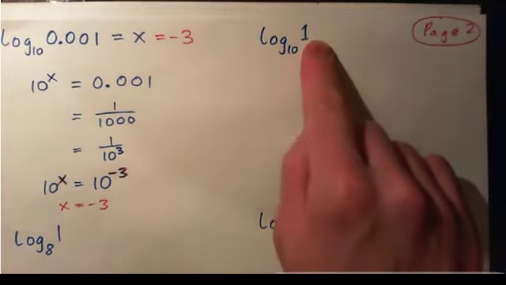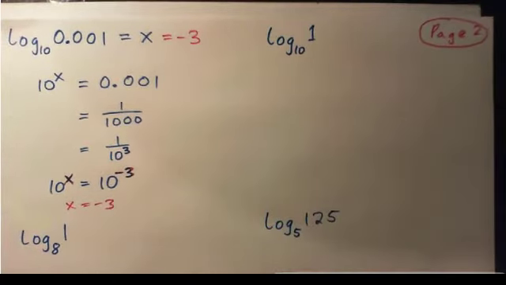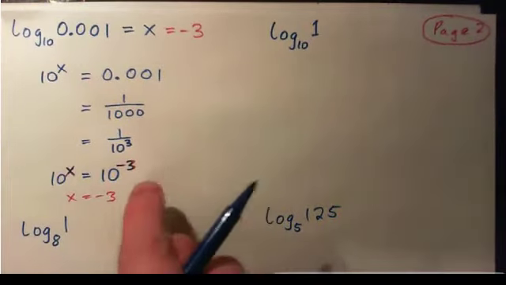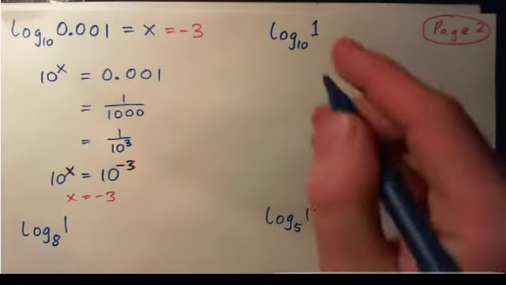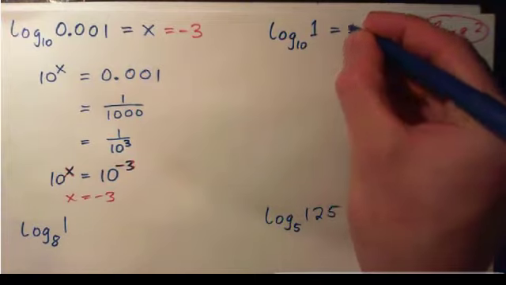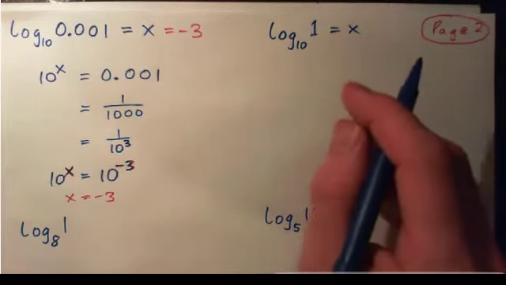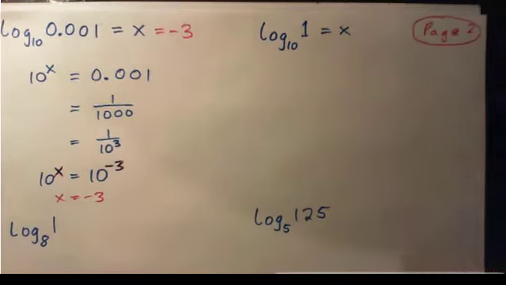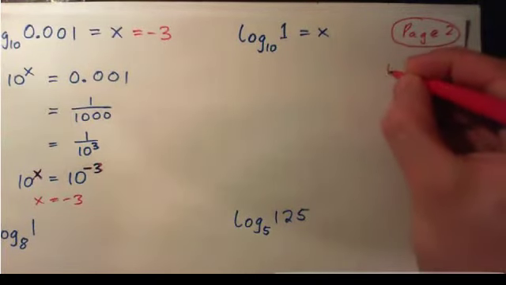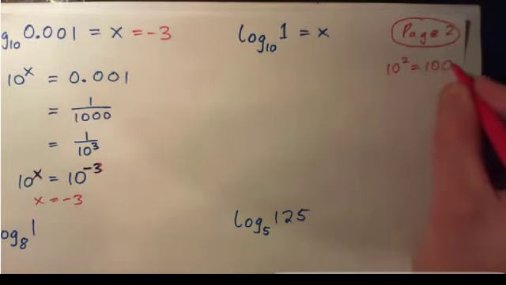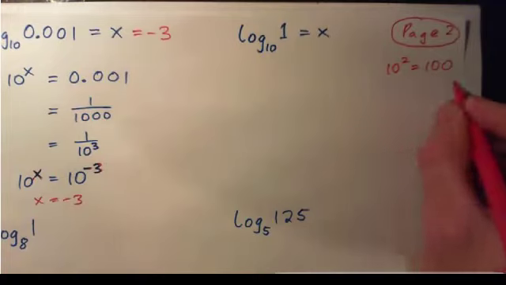So what about this one? Log base 10 of 1. Can you do this one by yourself? By all means, go ahead and do the rest of them faster than I can. That's fine. You can set it equal to x and then try and solve it, right? And if you need to, why don't we write this down really quickly? 10 squared equals what? 100. Write it down. 10 squared equals 100. Now write down the log equation to that.